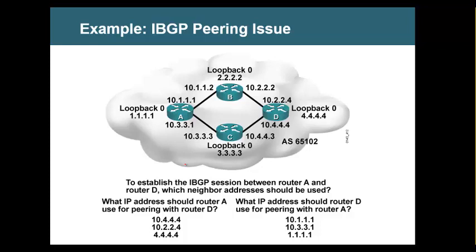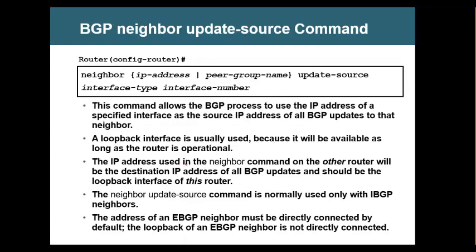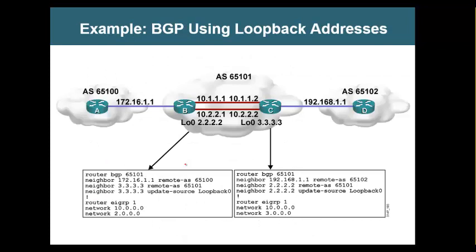For example, when I try forming neighbor between A and D using the loopback interface IP addresses 1.1.1.1 and 4.4.4.4, on router A, I'll source with loopback 0 so that router D's neighbor statement, which is 1.1.1.1, will match. So here is an example. We are forming neighbor between B and C using loopback interface address. So we have to say update source loopback 0.